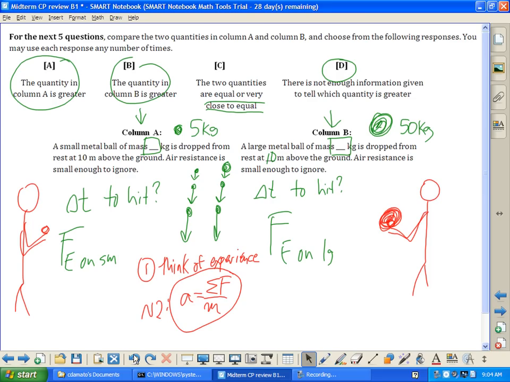Hey, and it never hurts you to make a force diagram. Small. Large. Four times the mass, four times the force of Earth, four times the force, four times the mass, same acceleration.